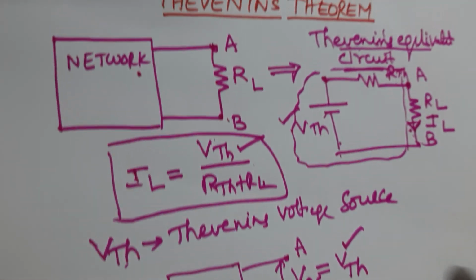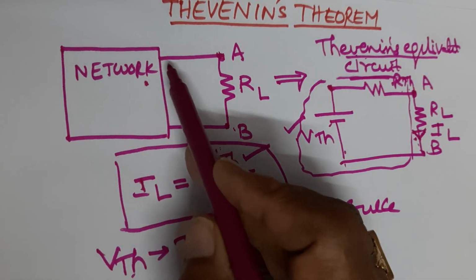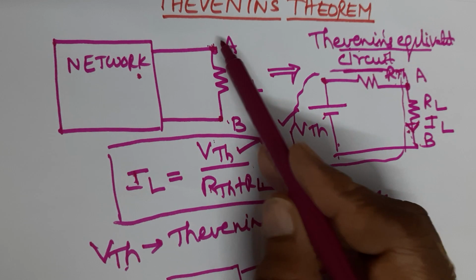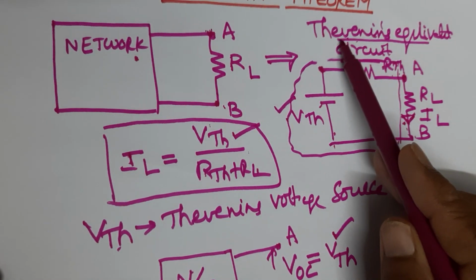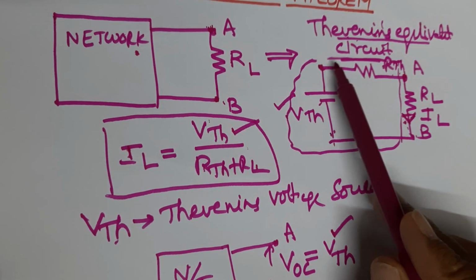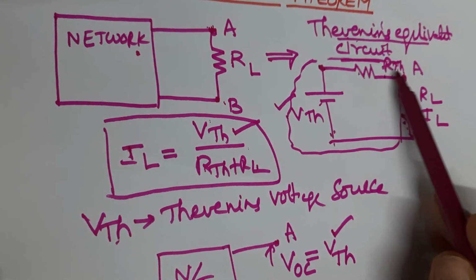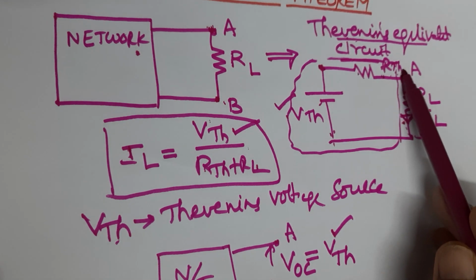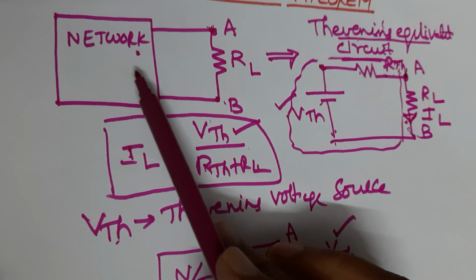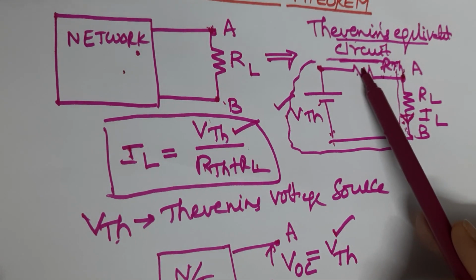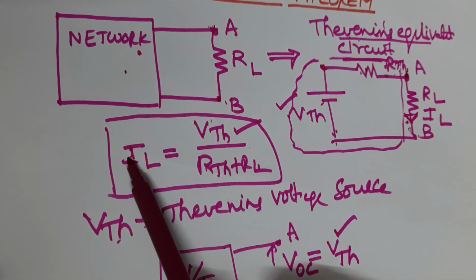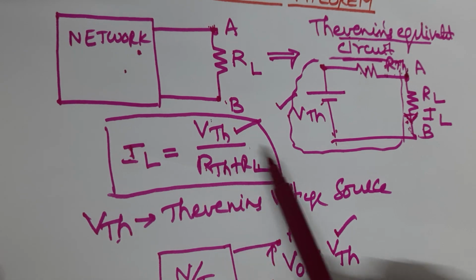Thevenin's theorem states that any two-terminal linear active bilateral network can be replaced by an equivalent circuit known as Thevenin's equivalent circuit, consisting of a voltage source VTH in series with a single resistance RTH, known as Thevenin's resistance, across the same two terminals A and B. Once we replace the given network with Thevenin's equivalent circuit, we can easily find out the current flowing through the load resistance as IL equal to VTH by RTH plus RL.